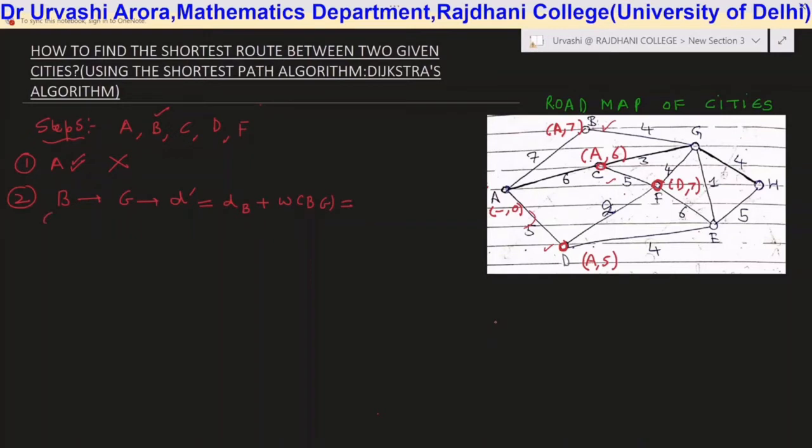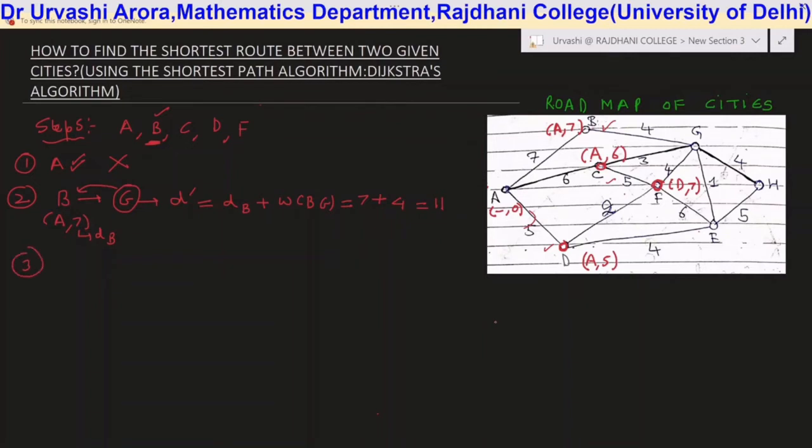Now again we can see that the label that was given to the vertex B was A7. So this means that this 7 stands for dB, the distance traveled till B. So dB is 7 plus the weight of the edge BG, which is the number written along with the edge BG, which is 4. So 7 plus 4 is 11. So this is the d dash for G. This is the only calculation that we have for this particular labeled vertex B, because there is only one adjacent unlabeled vertex G corresponding to the labeled vertex B.